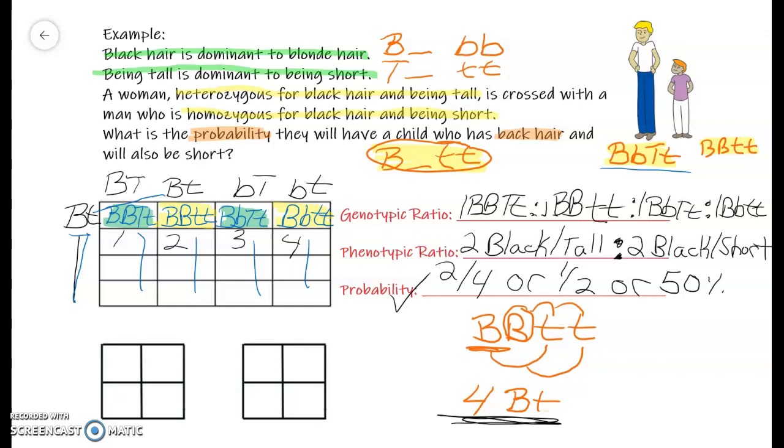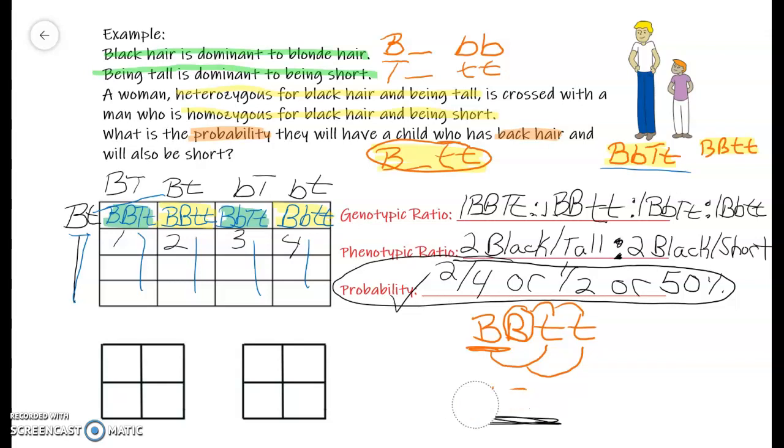Let me go ahead now and show you how to get the same answer but using the smaller monohybrid boxes below. So again, ultimately, we're looking for this answer right here. So what I'm going to do right now is, again, free up a little bit more space. And I am going to now just look at one trait at a time. So let me circle this for you.